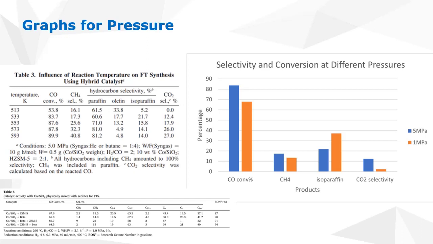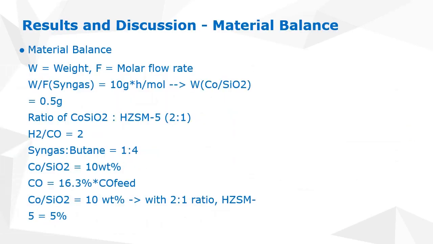Here we can see the effects of pressure on our reaction. Table 3 gives us percent conversions under the conditions of 5 megapascals. We are able to see the higher percent conversion and hydrocarbon selectivity percentage compared to Table 6. The graph compares 5 and 1 megapascals for selectivity and conversion. We are able to use the material balance in order to find some of these calculations.